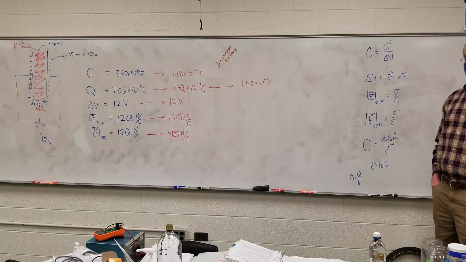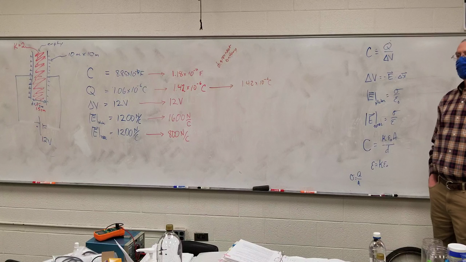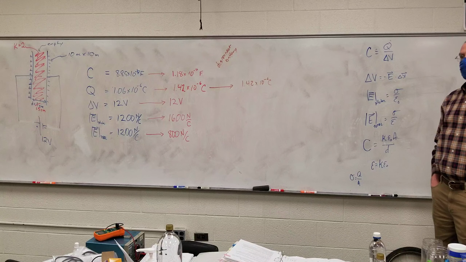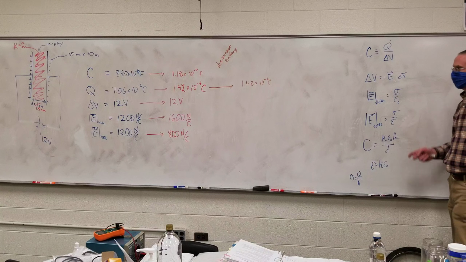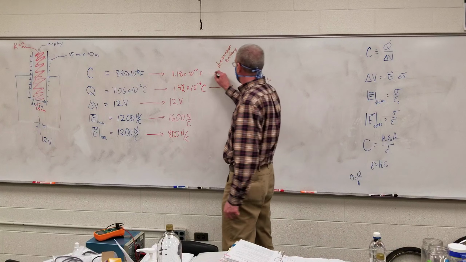Would the capacitance stay the same? Why? Because, using the bottom formula over there, K epsilon naught A over D, none of those values changed. Right, all right, so my capacitance is the same.